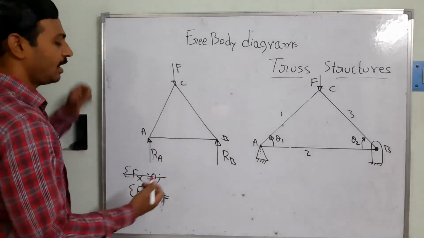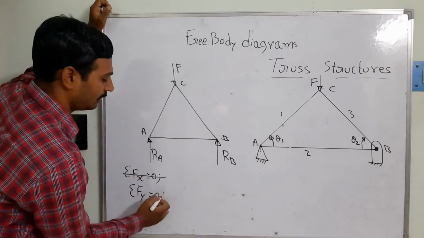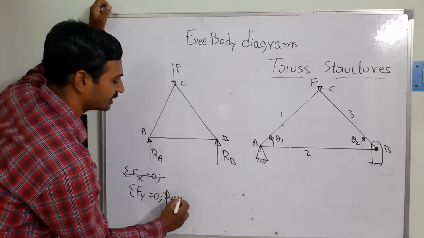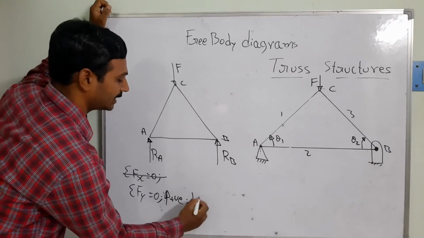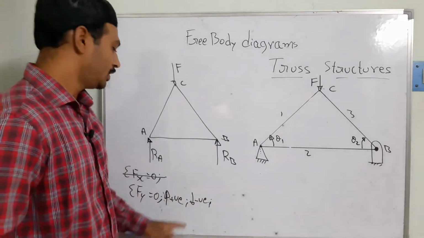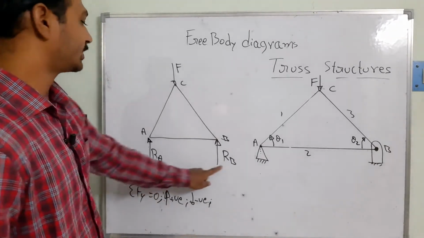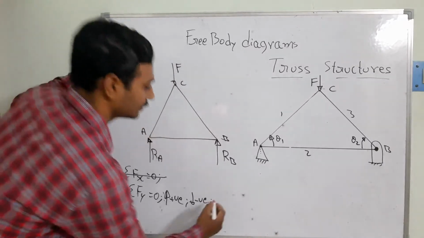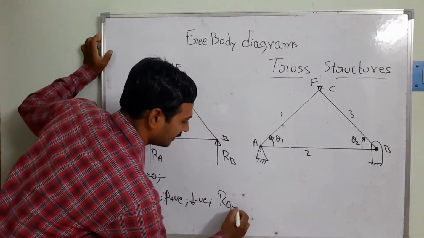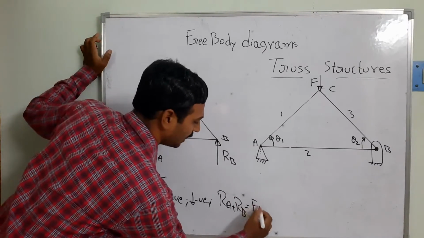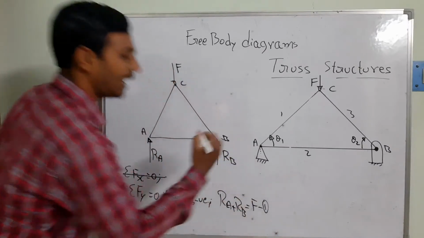In this case we need to identify the positive as well as the negative sign convention. Upward direction I am going to consider positive, the downward direction I can take negative. Vice versa also we can assume. So in this case what will happen? Two forces are acting in the upward direction and one force is acting in the downward direction. So I am going to take RA plus RB is equal to F. This is equation 1 I have taken.